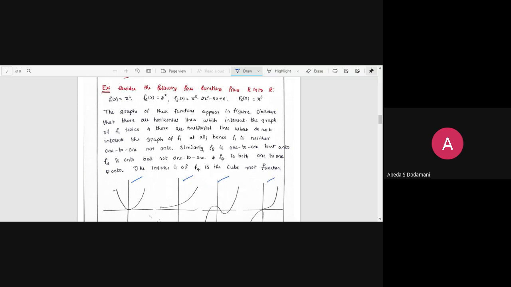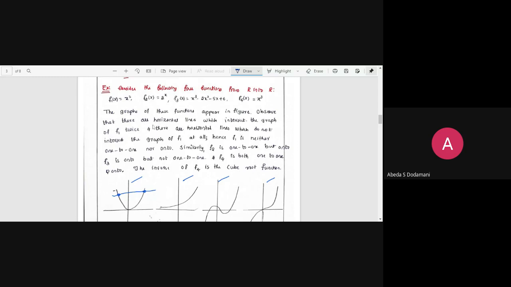Clearly, depending on the horizontal lines which intersect the graph, we will decide whether it is one-one or not, onto or not. Here in the given function F1, if I draw a horizontal line, you can see that it is intersecting. If I take a line here, it will intersect at two different points. The same thing I have written: the graphs of these functions appear in this figure.